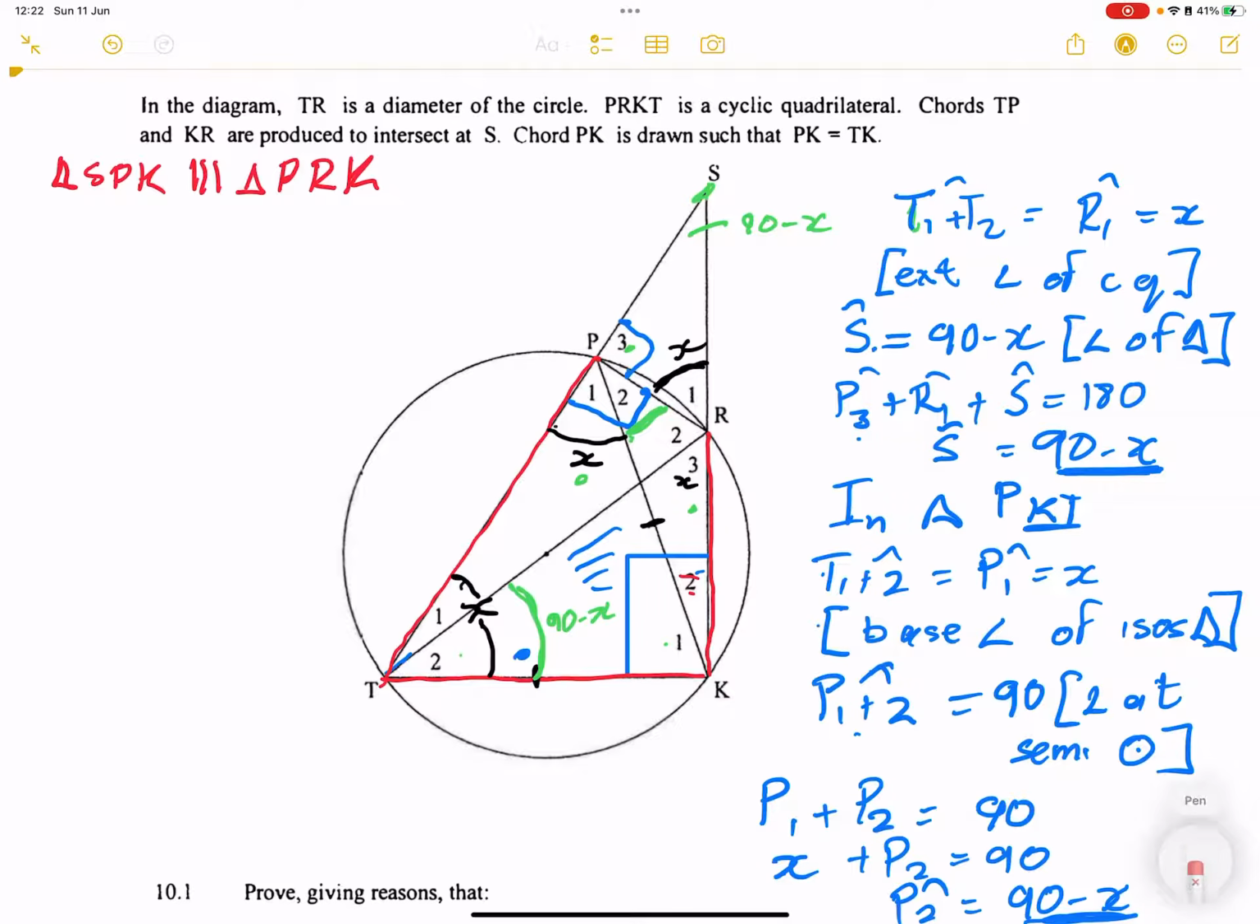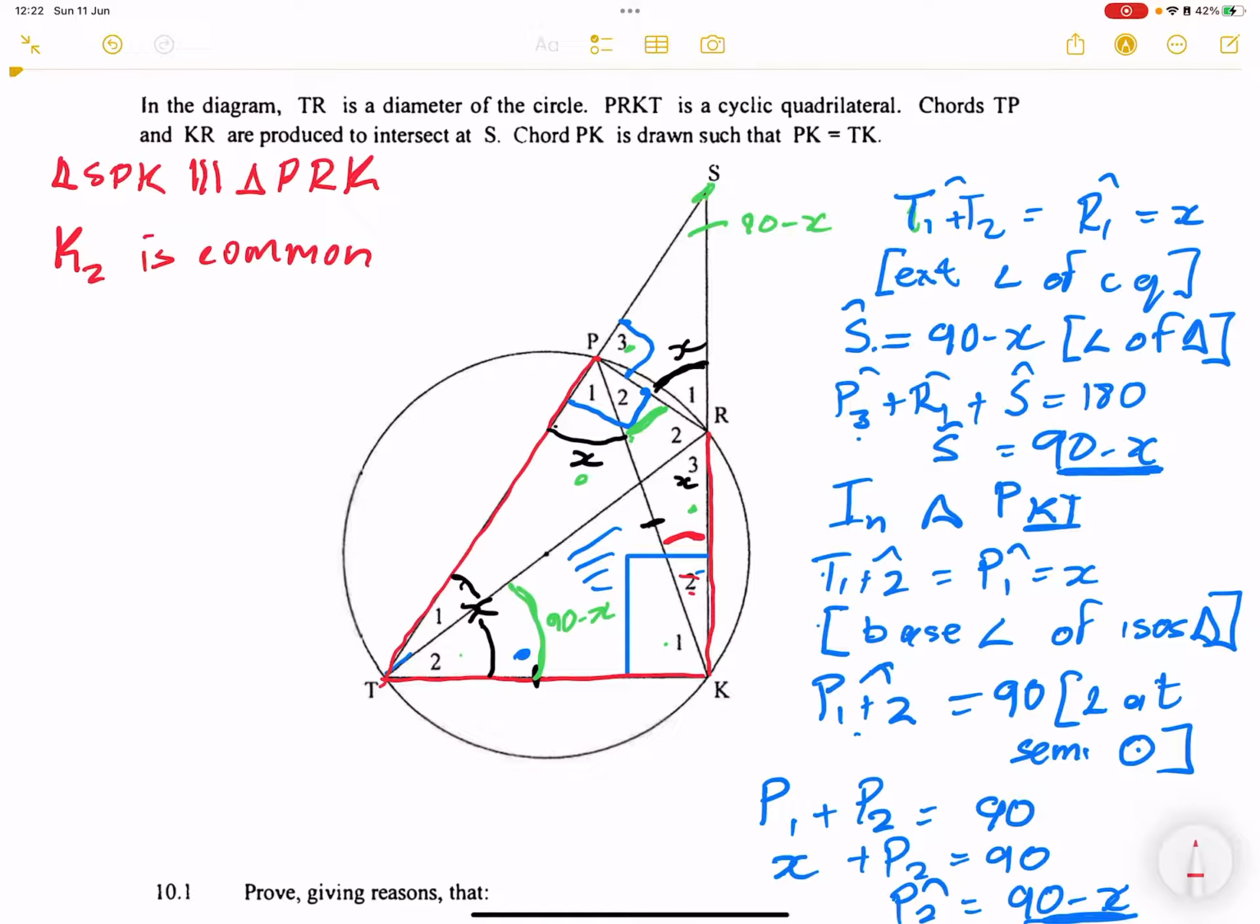So in this case, what do we have? We know that K is common between the two. So we know that K2 is common between the two triangles, isn't it? So you can say K2 is equal to K2, same difference.